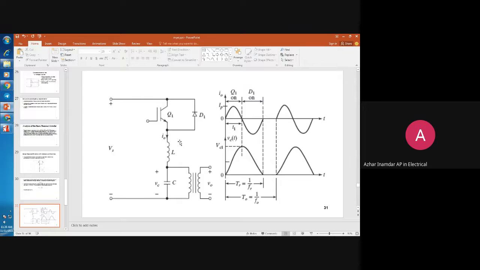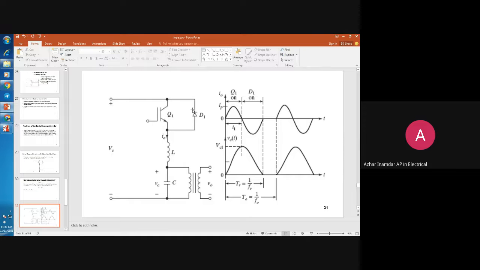So now there is a diagram we can see. It consists of a thyristor Q1 with the anti-parallel diode D1, then an inductor and capacitor, and a transformer. Suppose you are using a thyristor here; in case of an IGBT or a transistor, any stray inductance due to the internal loop will be minimized.